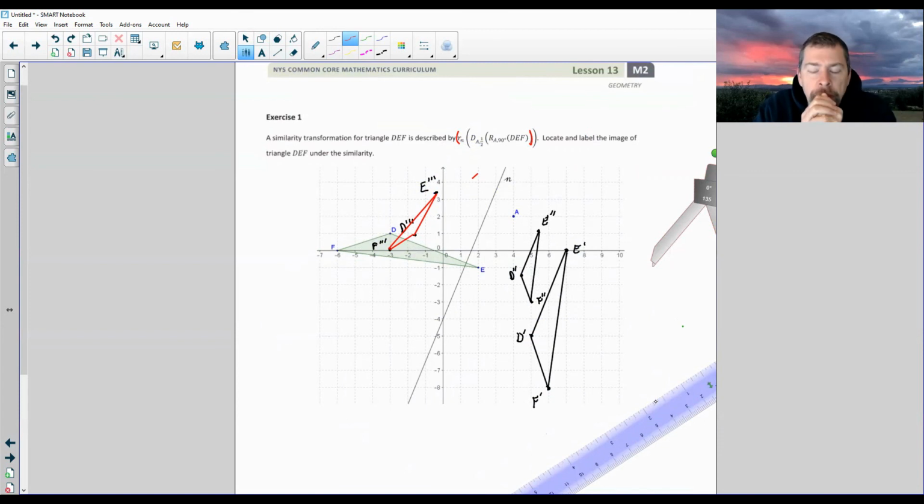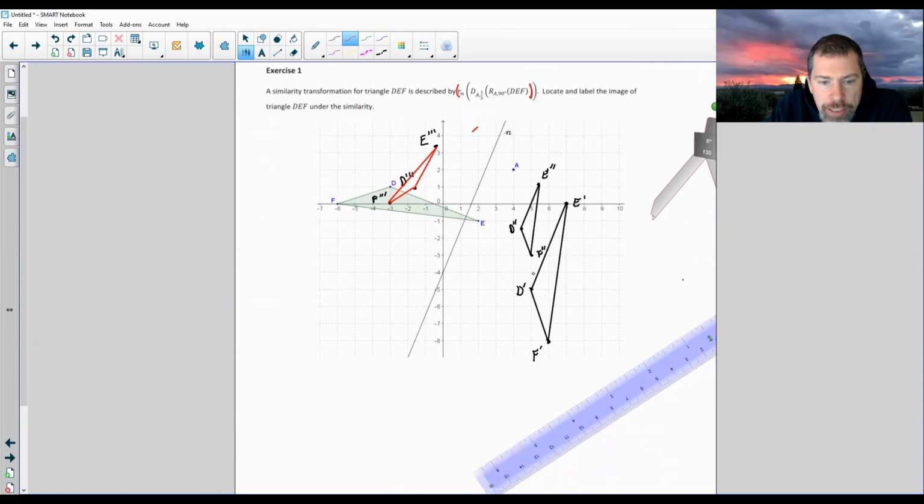It's pretty close. So let's recap. This triangle, DEF, rotated 90 degrees about point A, gave us D prime, E prime, F prime. Then we dilated it down 1/2 about A, and got D double prime, E double prime, F double prime. And then we reflected across line N and got D triple prime, E triple prime, F triple prime right here. And there she goes. We're out of the wet bag.